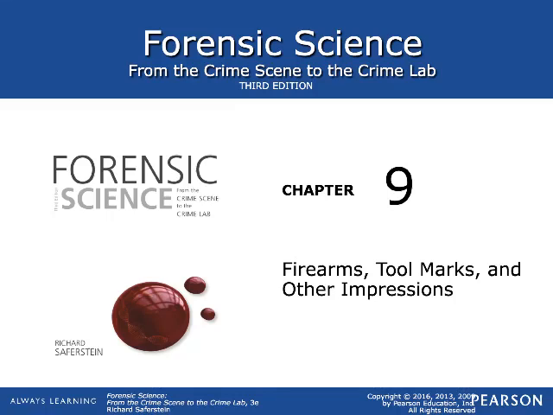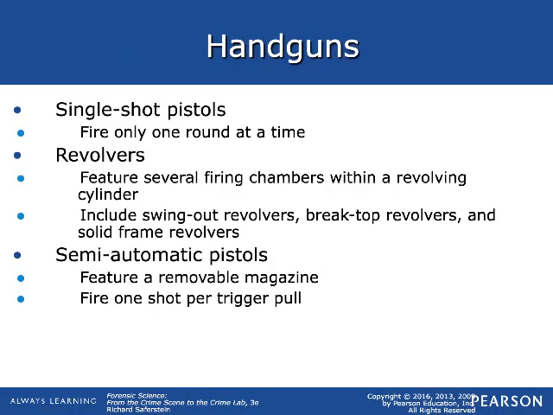So this is chapter 9. It's firearms, tool marks, and other impressions. So the first thing that the chapter discusses is guns. It explains what guns are. And there are 3 main classes that are the most common kinds of guns.